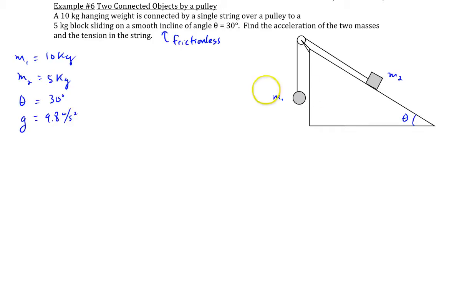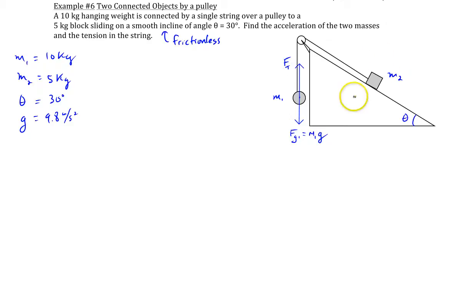Okay, so M1 should have a force acting downwards. This is the weight of the block pulling down. I'm going to label that as F sub G1, which is the weight of the block, equivalent to the mass times the acceleration due to gravity, m1 times g. Also, pulling upwards on the block is a tension, and we'll label that force as F sub T for the force of tension.